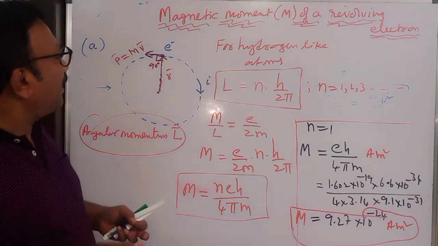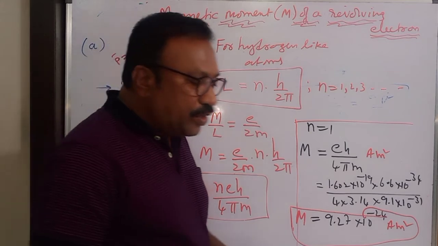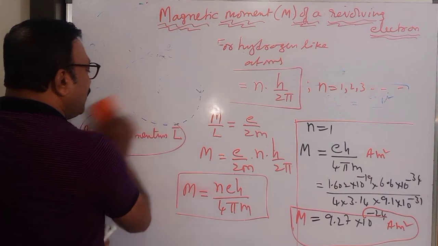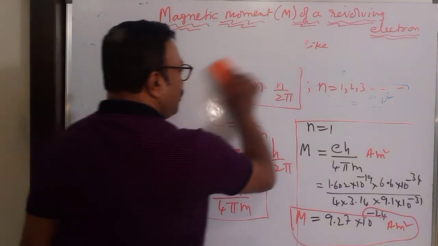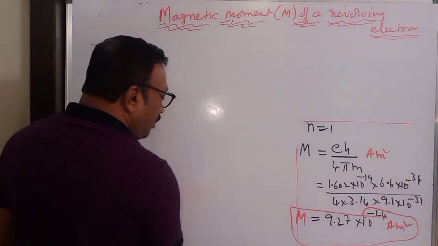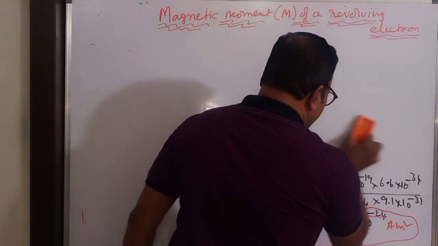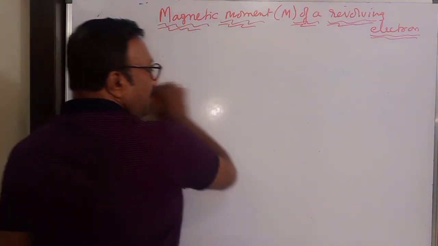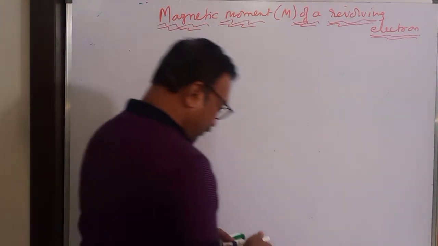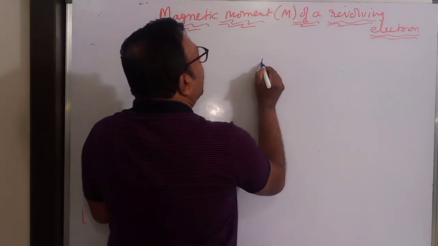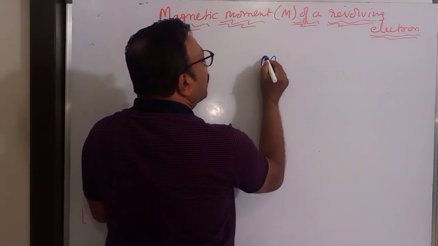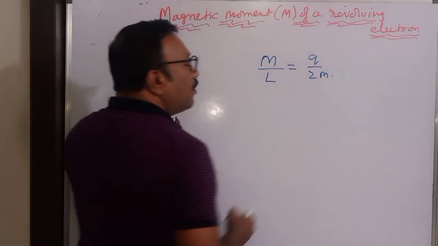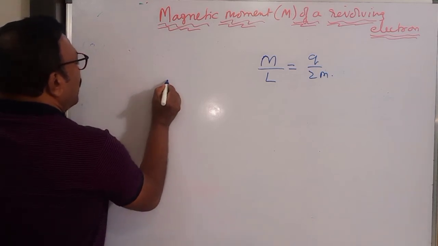Now, the next part is the last one. You will be taking a charged ring, and that ring will be revolving with a certain angular velocity. Then you will be proving that the ratio between the magnetic moment and the angular momentum is equal to Q by 2m. I want to verify this. I will take a charged ring now.